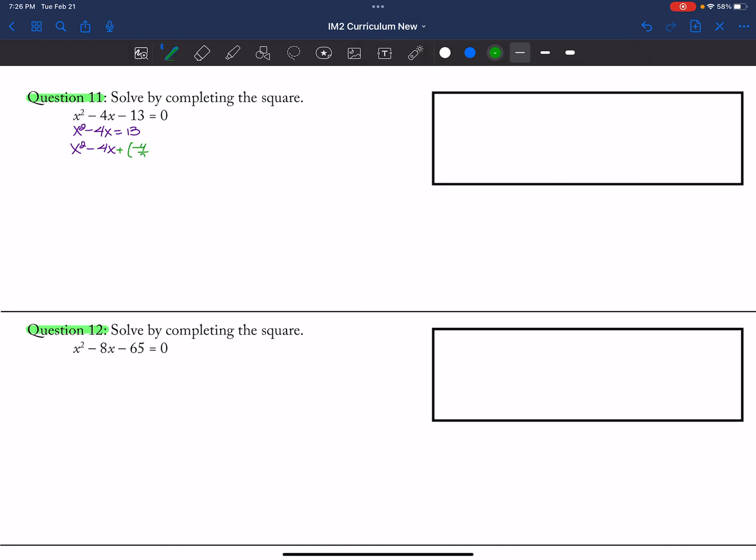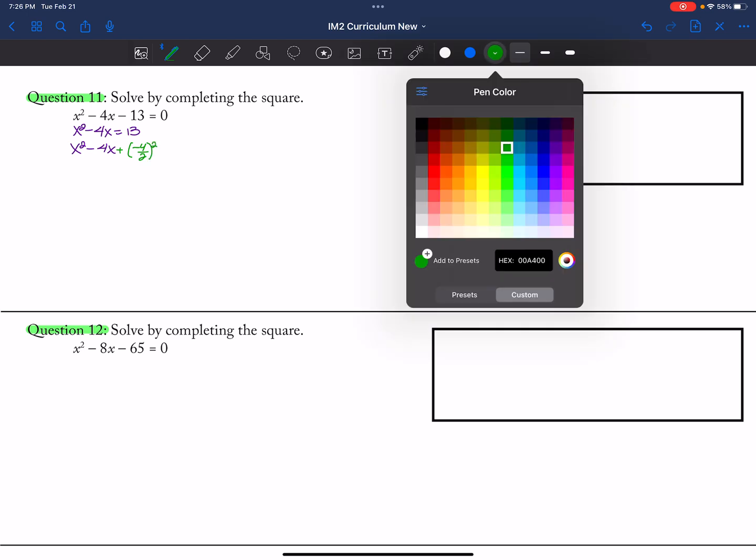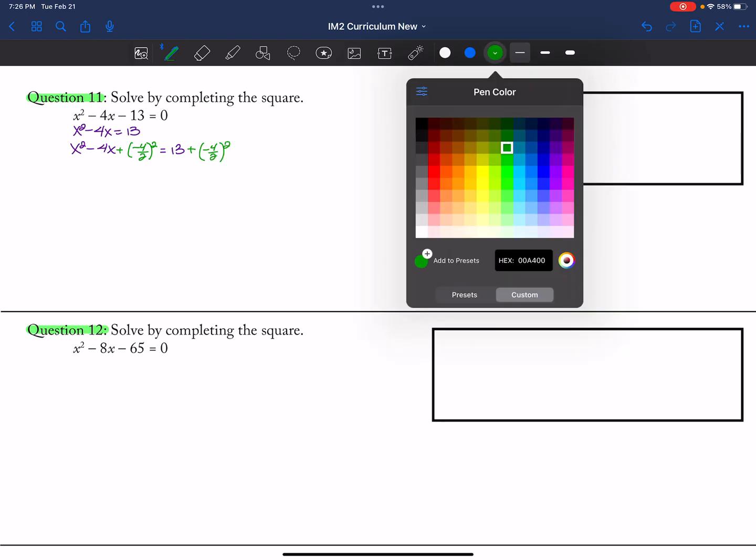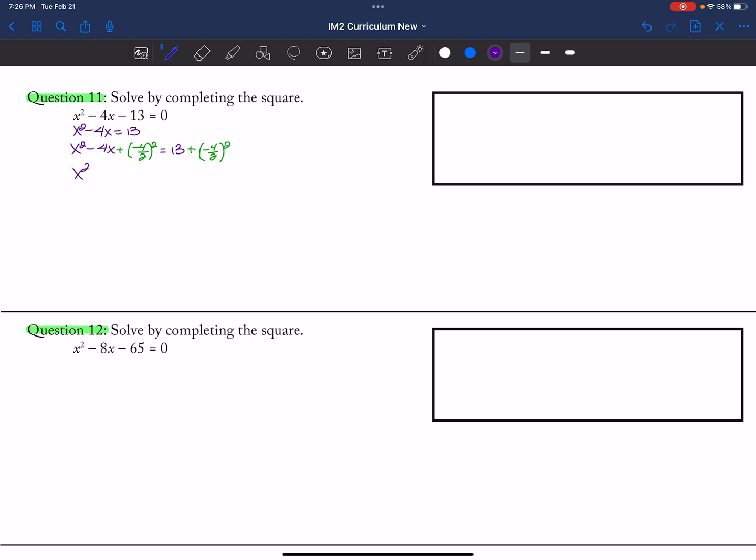And then I have plus a negative 4 over 2, the quantity squared, is equal to 13 plus a negative 4 over 2, the quantity squared. So then I get x squared minus 4x plus 4 is equal to 13 plus 4. So x squared minus 4x plus 4 is equal to 17. Then again, I'm factoring two numbers that multiply to give me 4, that add to give me negative 4: negative 2 and negative 2. So this is x minus 2, the quantity squared, is equal to 17.